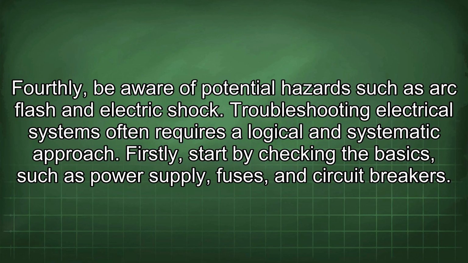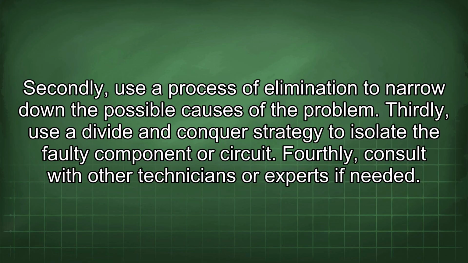Troubleshooting electrical systems often requires a logical and systematic approach. Firstly, start by checking the basics such as power supply, fuses, and circuit breakers. Secondly, use a process of elimination to narrow down the possible causes of the problem. Thirdly, use a divide and conquer strategy to isolate the faulty component or circuit. Fourthly, consult with other technicians or experts if needed.